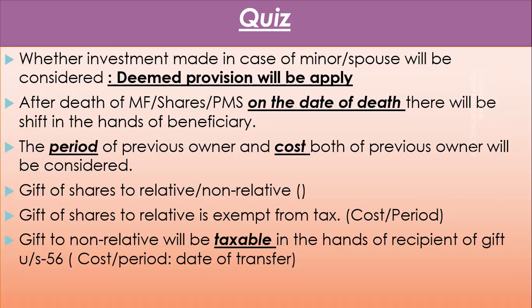We have considered gift to relative and non-relative. We have taken an example. Gift of share to a relative is exempt from tax in the hands of the beneficiary. Gift to a non-relative will be taxable in the hands of the recipient under section 56.